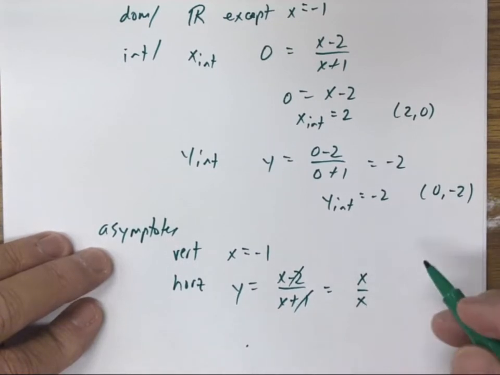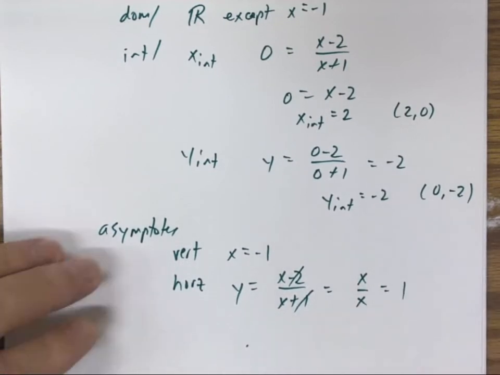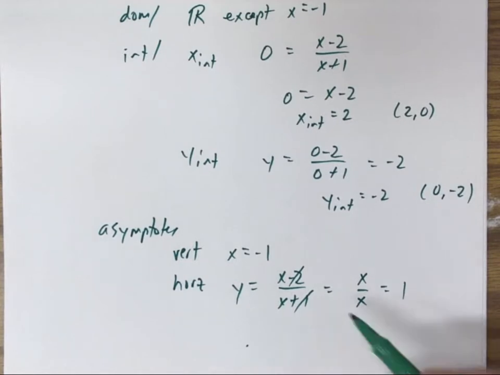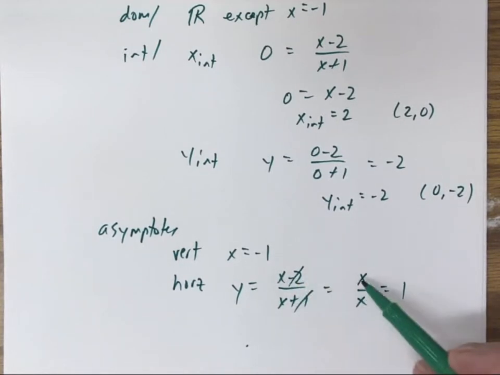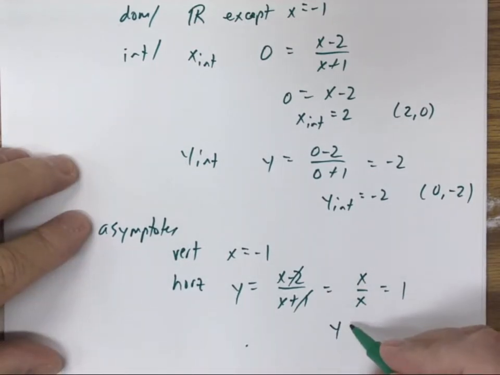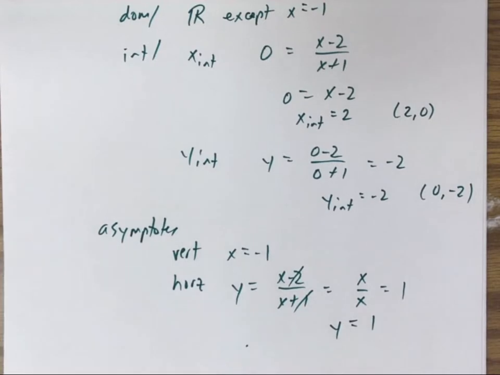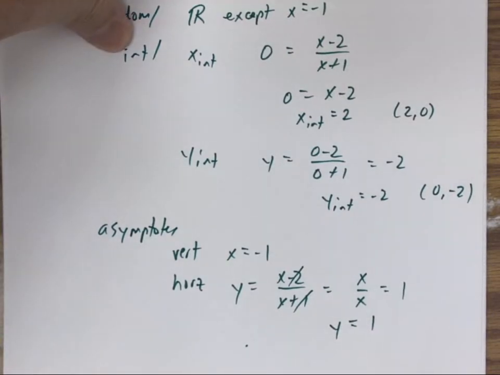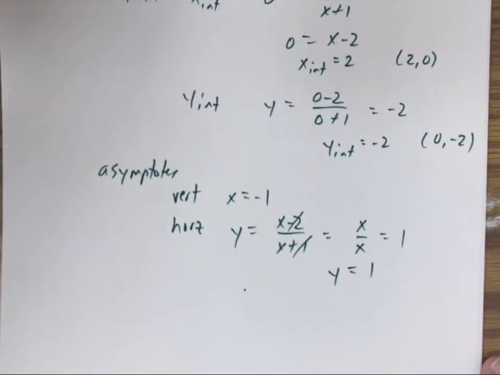End up with x over x. The x's cancel out, end up with 1. And that's what happens when the leading terms have the same exponent, it's just the ratio of the coefficients. So I'm going to have a horizontal asymptote of y equals 1. When I draw my graph, I'm going to go at y equals 1 and draw a horizontal dashed line for horizontal asymptote. Now let's see what happens with first derivative.